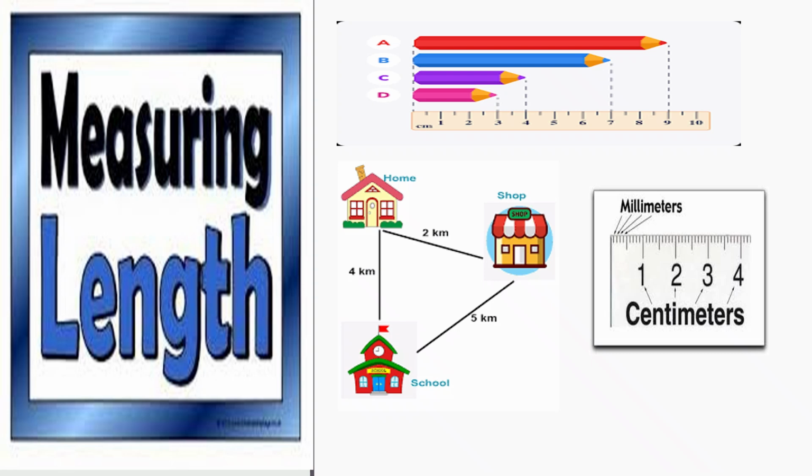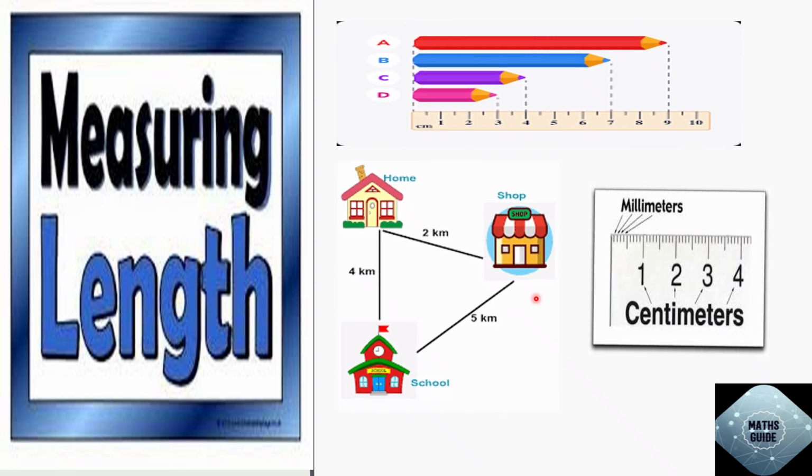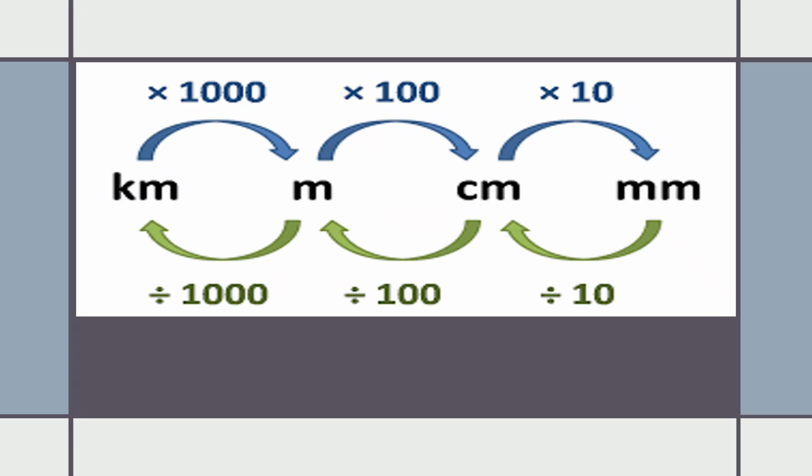For example, if we move from school to home, or home to shop or shop to school, if the distance is too long, we will use kilometer for that. And for shorter distances or to measure the length which is shorter, we might use meter or centimeter with a value. And if the object is too short like your eraser or sharpener or safety pin, we will use millimeters for that. These are the four units to measure the length: kilometers, meters, centimeters, and millimeters.